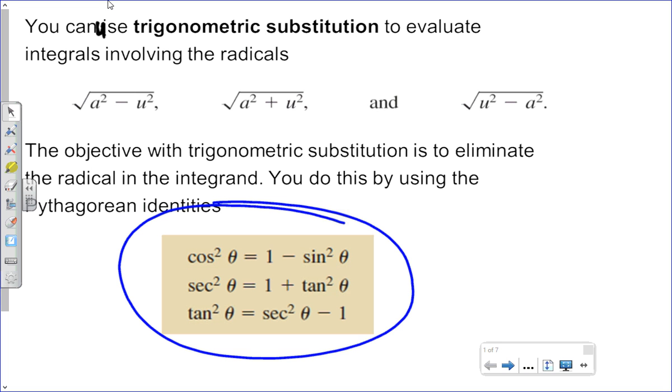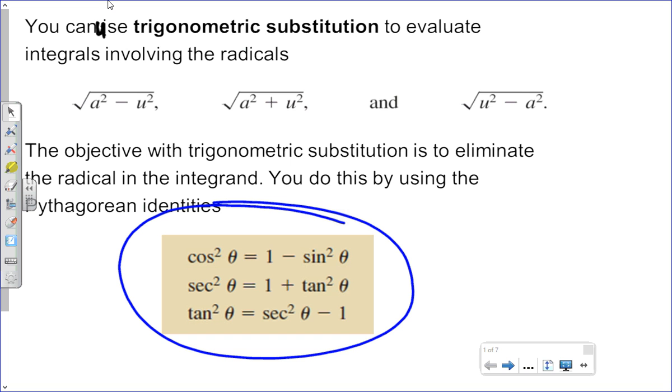So basically, okay, if we have 1 over 16 plus x squared, we know that that's our cosine, right? But if we have like x over 16 plus x squared, okay, we can use substitution, right? But we could also use trig substitution, okay?